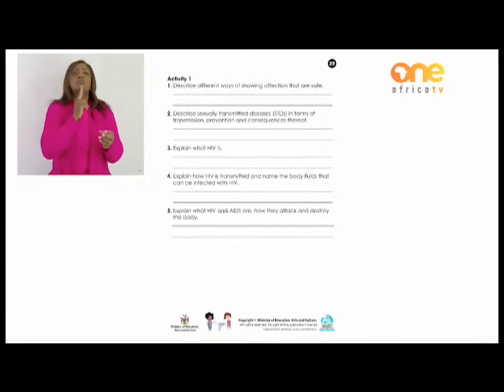Number three says, explain what HIV is. The second last question says, explain how HIV is transmitted, and name the body fluids that can be infected with HIV. And the last one says, explain what HIV and AIDS are, how they attack and then destroy the body. So I'm hoping that all of us will be able to answer these questions.